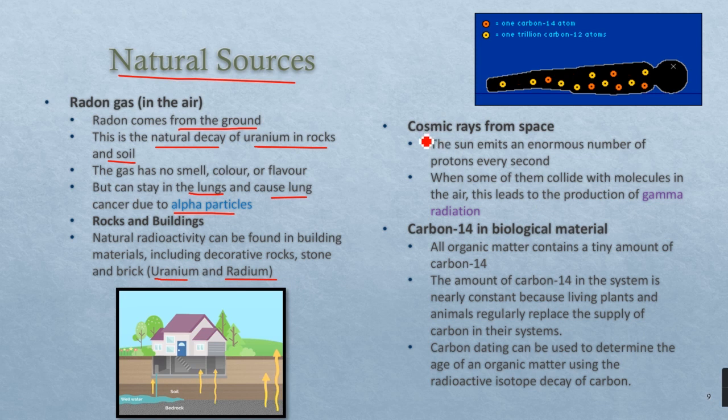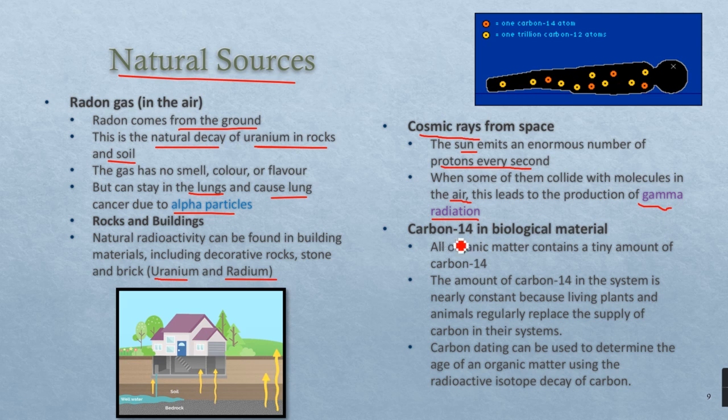Another form we need to mention from the natural sources is the cosmic rays from space coming from the sun. So the sun emits a number of protons every second, and some of them can reach our atmosphere, and then they can collide with the air particles in the atmosphere, which can produce some gamma radiation as well.